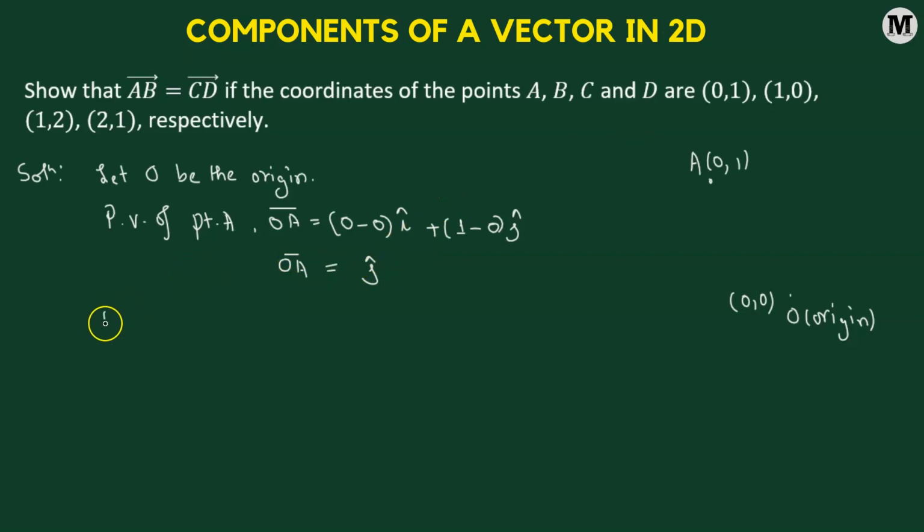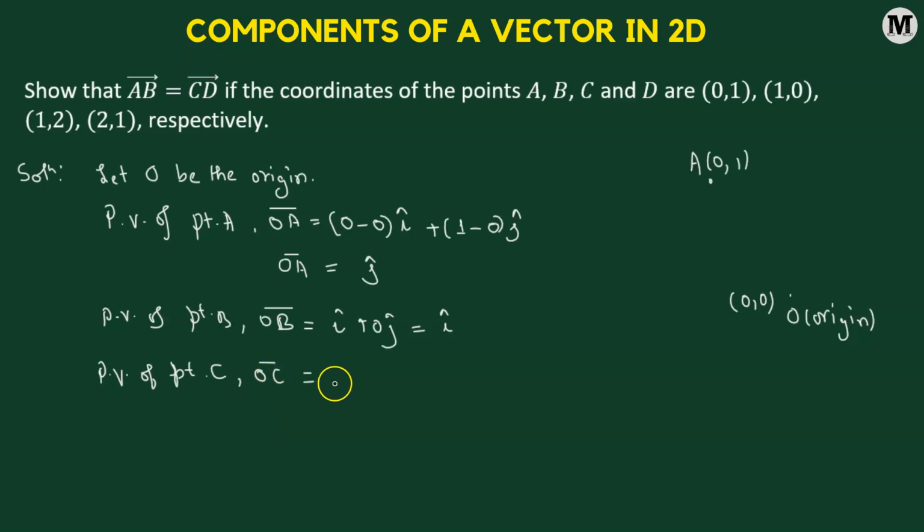Next, we will define the position vector of the other point B. So this is going to be OB vector. This can now be expressed as i cap plus 0 j cap, or simply i cap. Next we have the position vector of the point C, which is OC vector. This is going to be given by i cap plus 2 times j cap. And the position vector of the point D is going to be given by OD vector. This is going to be equal to 2i cap plus j cap.